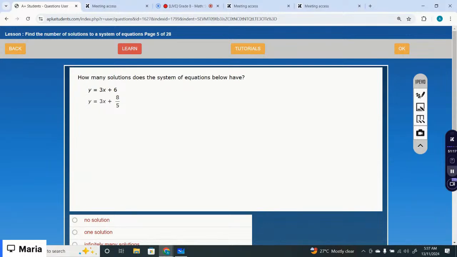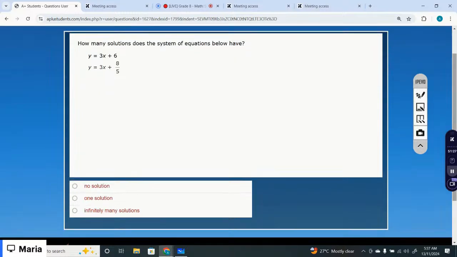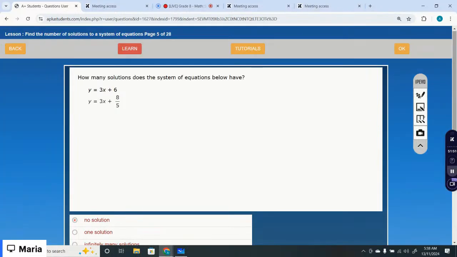How many solutions does the system of equations below have? That is y equals 3x plus 6 and y equals 3x plus 8 over 5. Again, the equations have exactly same slope and different y-intercepts, right? When the equations have same slope and different y-intercept, that means the equations have no solution. They are the parallel equations. Option number 1 is the correct option.